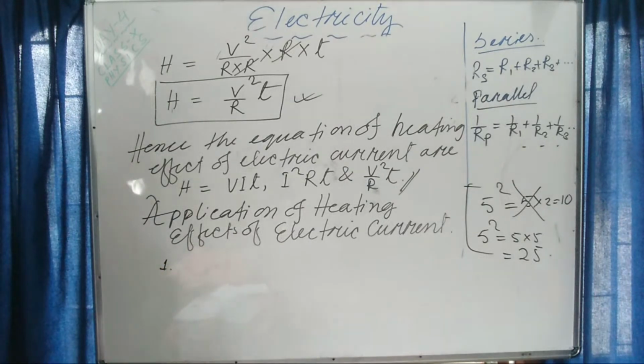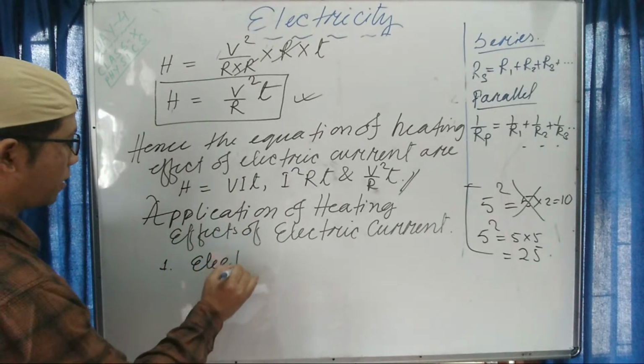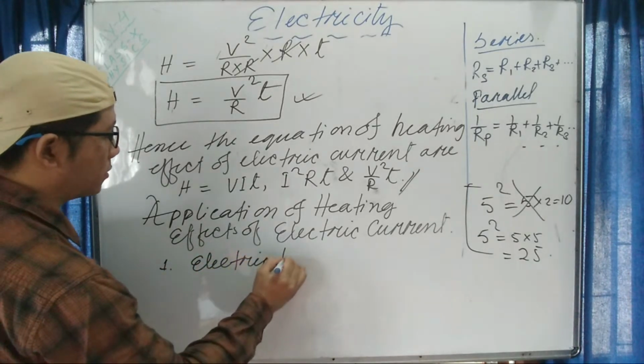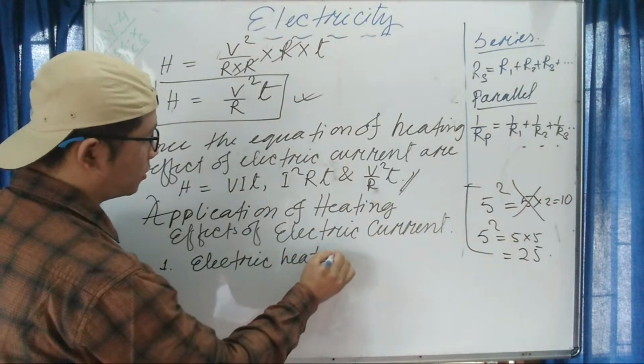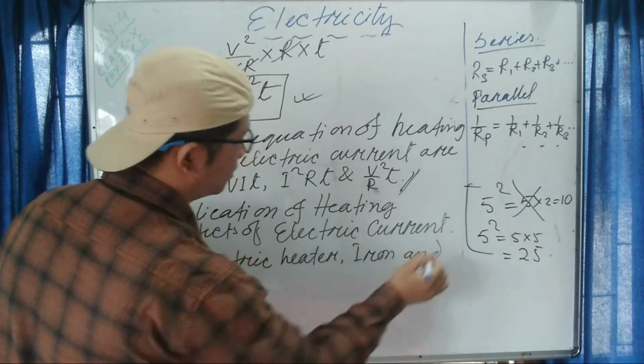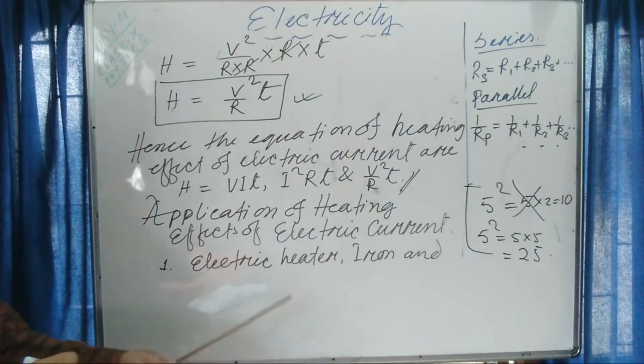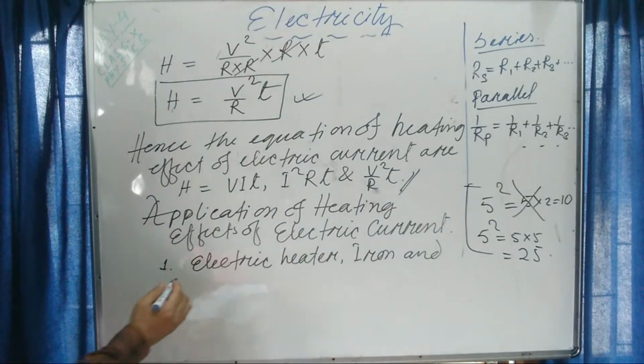Number one, the first point is electric heater, electric iron, and water heater. Electric heater, iron, and immersion heater, which we use just to boil the water, right? Electric heater, iron, and the immersion heater.